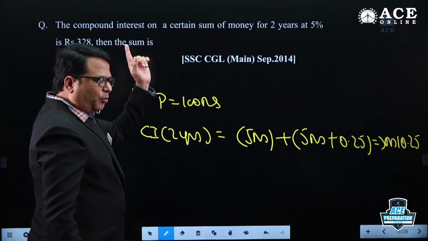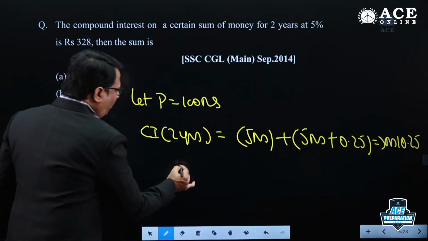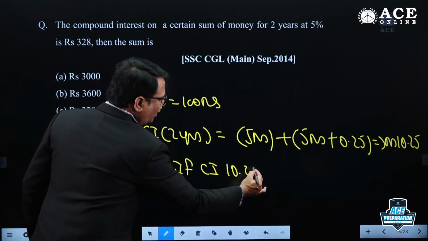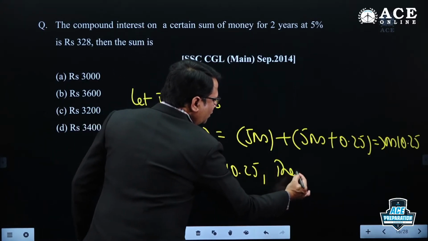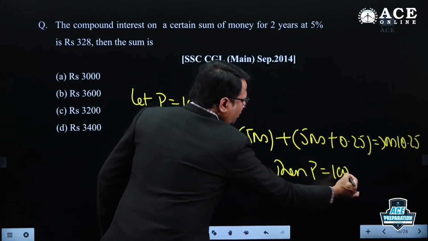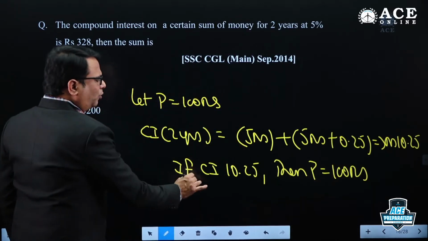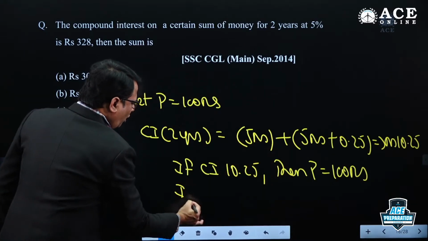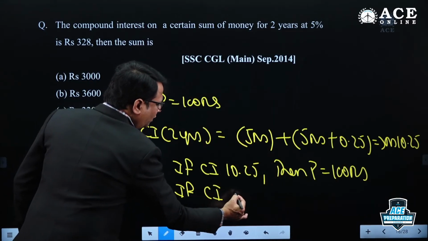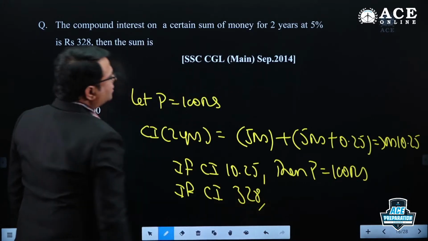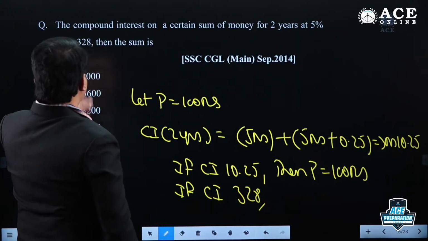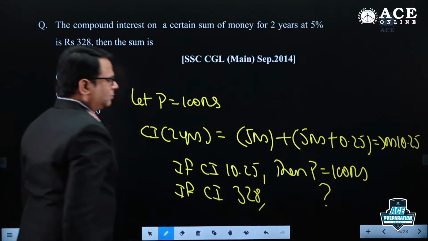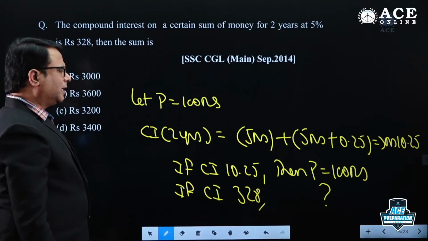Now, I relate this data with the data given in the problem. If compound interest is 10.25, then principal is 100 rupees. So if compound interest is 328, then principal is how much? That's it. You get the answer.